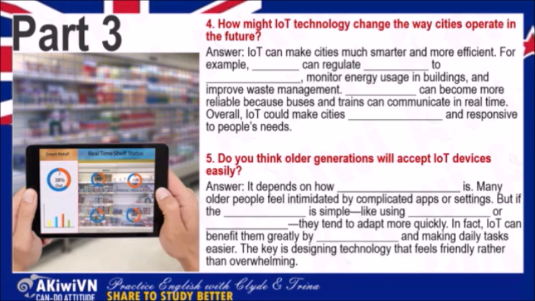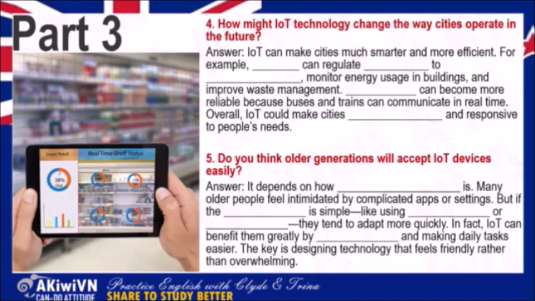IoT can make cities much smarter and more efficient. For example, sensors can regulate traffic lights to reduce congestion, monitor energy usage in buildings, and improve waste management. Public transport can become more reliable because buses and trains can communicate in real time. Overall, IoT could make cities more sustainable and responsive to people's needs.